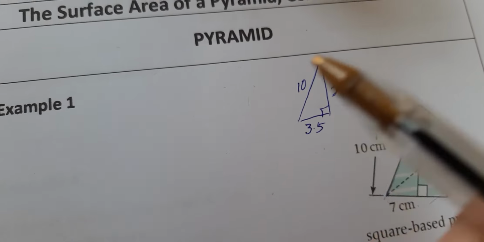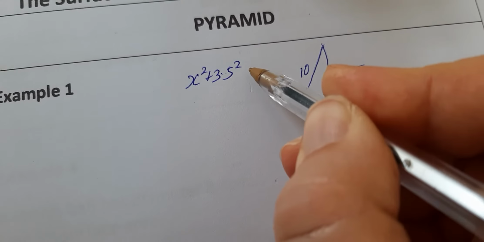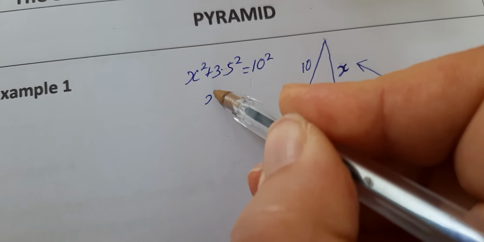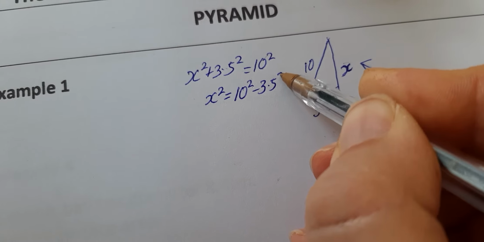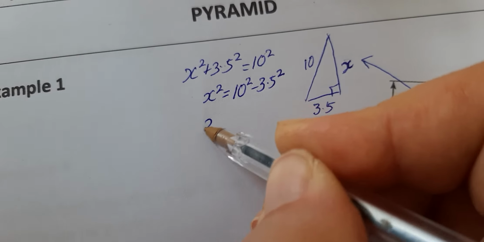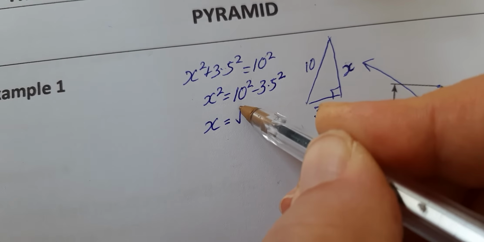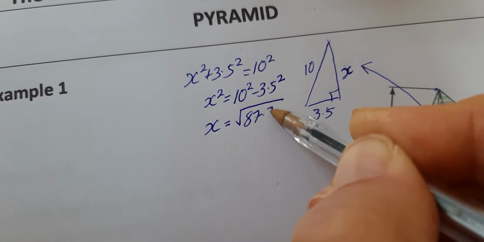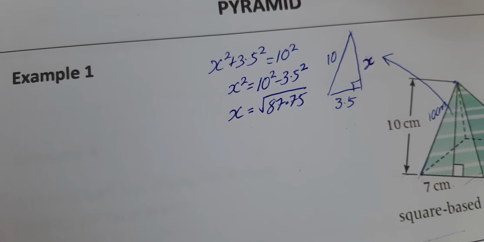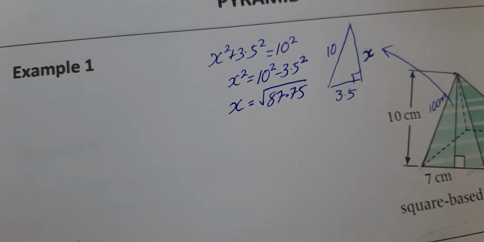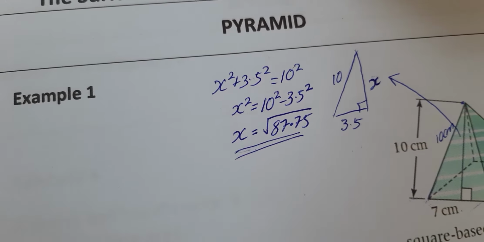I'm going to use Pythagoras theorem, obviously. X squared plus 3.5 squared equals 10 squared. So X squared equals 10 squared minus 3.5 squared, which is 87.75. So I need to square root 87.75, so I get rid of the square there as well at the same time. And that is not going to come to such a wonderful number, so I'm going to leave it as that, as it's not a final answer, and I'm going to use it later on.